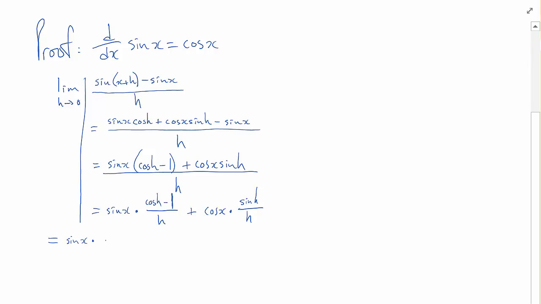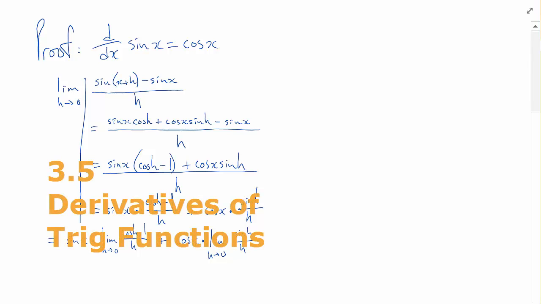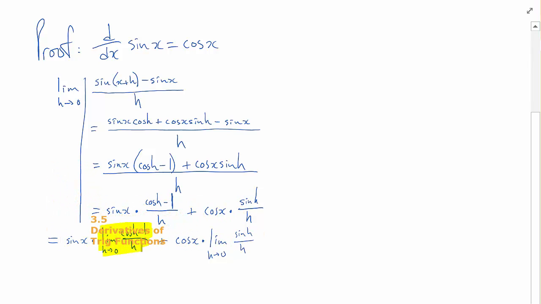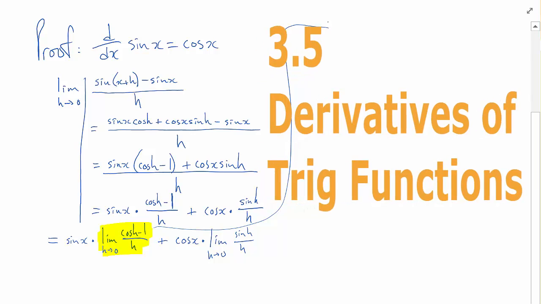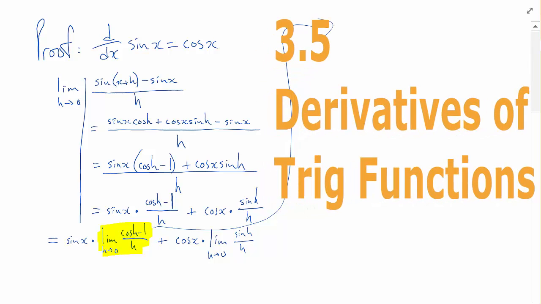Well, let's split this up first. Sine x times the limit of cos h minus 1 over h plus cos x times the limit of sine h over h, both those limits as h approaches 0. But what is the limit of cos h minus 1 over h? Everything else I've got down pat. We haven't encountered this yet. Well, let's take this over here and analyze this limit first.